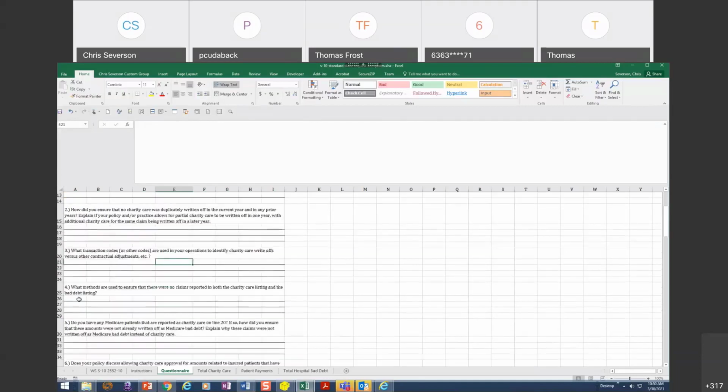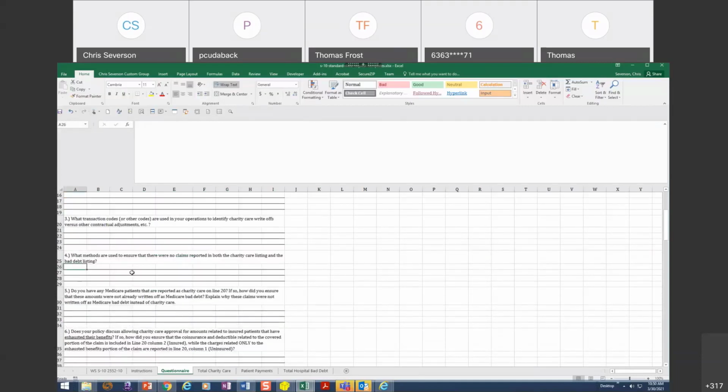That's fine. What methods are used to ensure there are no claims reported in both the charity care listing and the bad debt listing? Now, again, your response may say there are some claims that are half reported in bad debt, half reported in charity care. That's fine. We just want to make sure you have some sort of internal control when you're developing this listing to make sure you didn't accidentally grab the exact same full claim and put it in the full amount in both listings. So we just need some assurance that you were able to do that in your system.